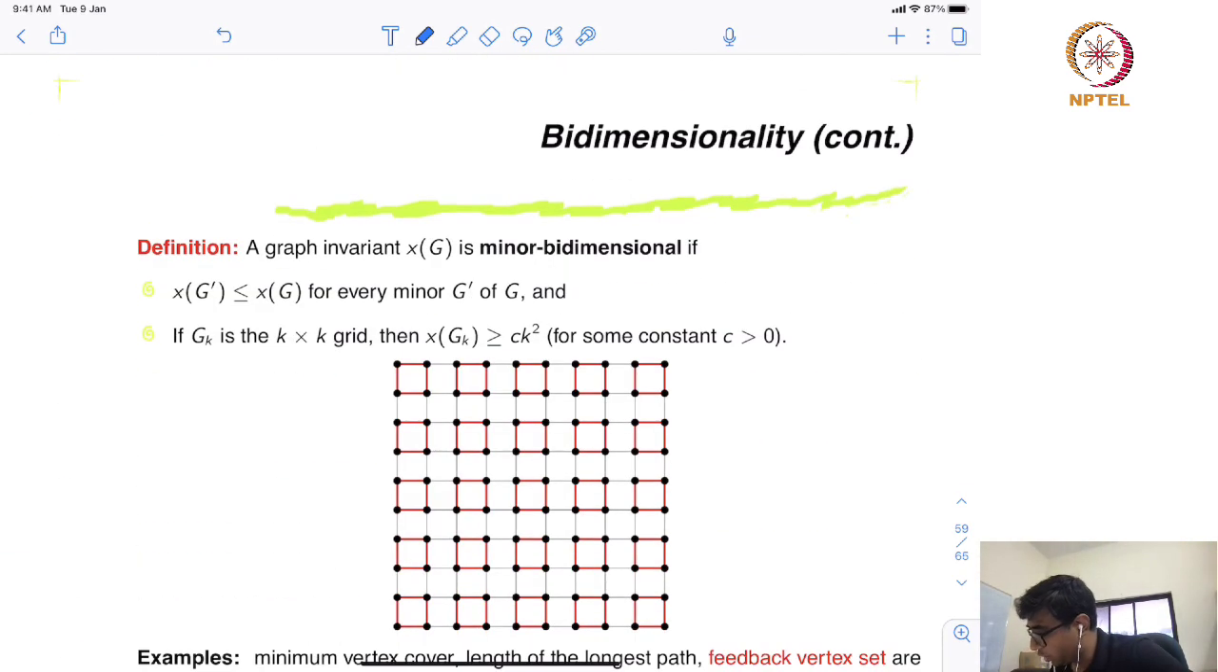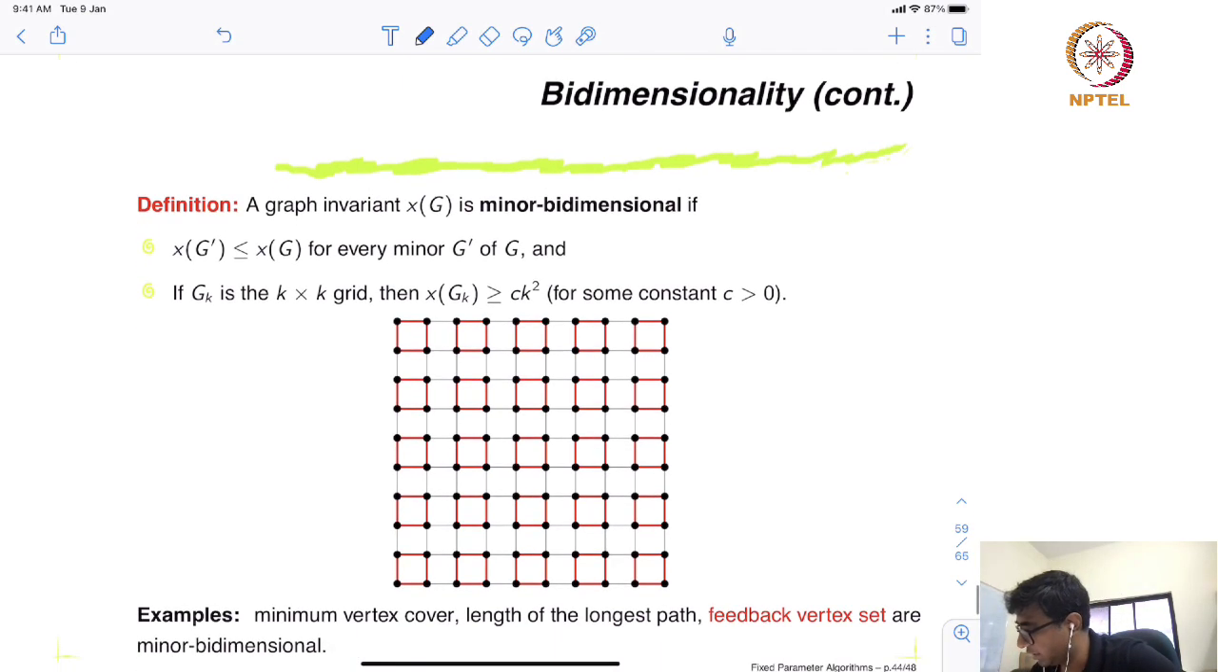What about feedback vertex set? Again, feedback vertex set does not increase on minors, and if you look at a k times k grid, then you can get vertex disjoint cycles, of order k square of them, which implies you need at least order k square vertices to intersect all these cycles. So feedback vertex set is minor bidimensional.